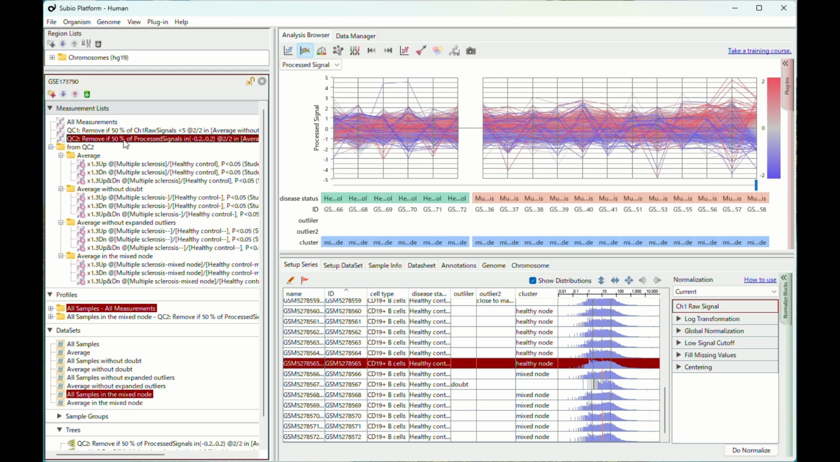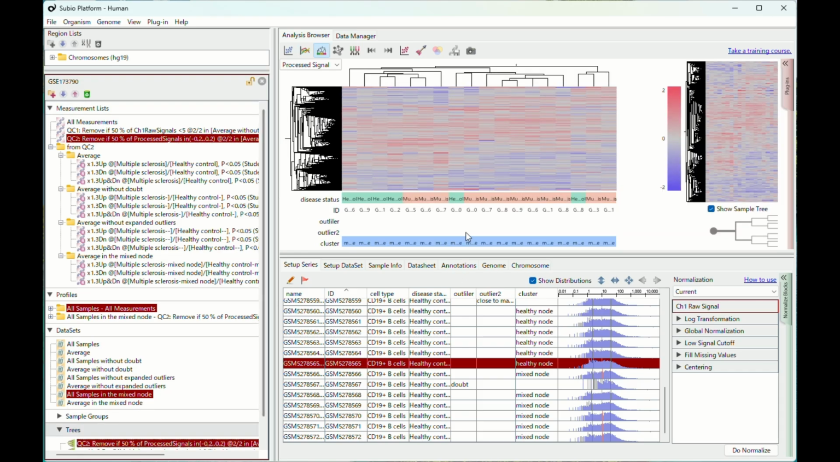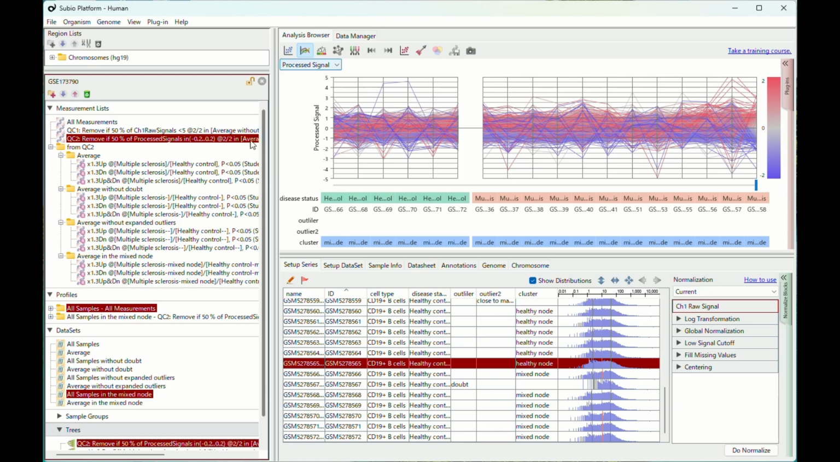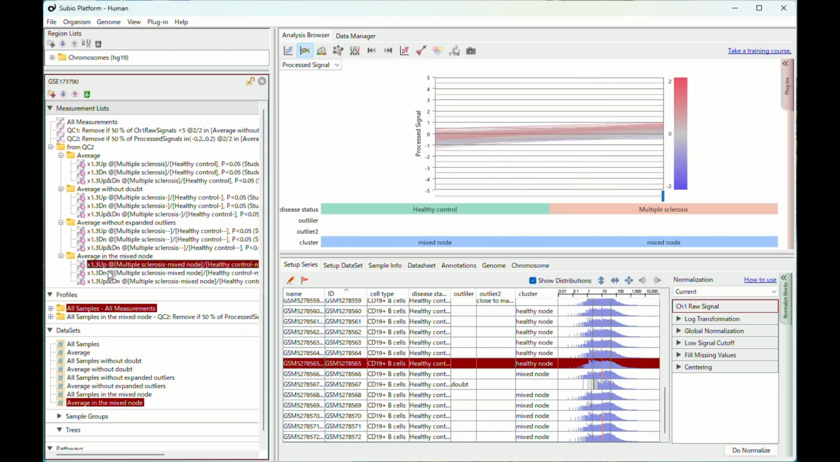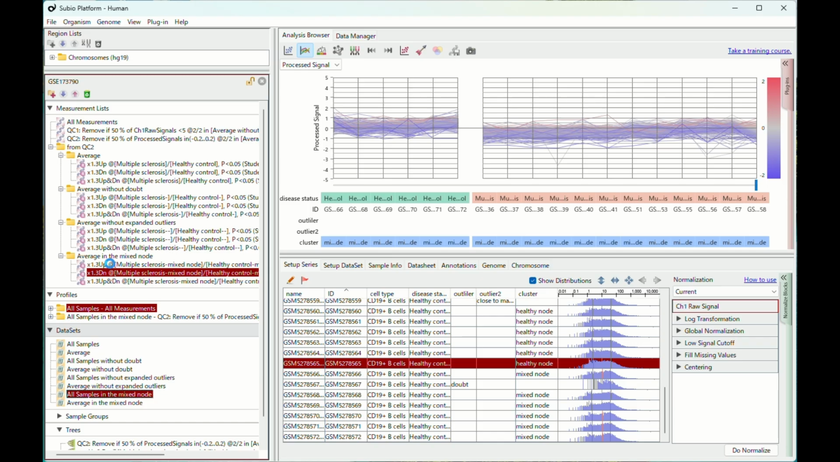If you suspect a batch effect, you can remove the tightly clustered healthy control samples. Without them, there still seems to be a weak difference between the control and diseased groups. You can identify the genes that are subtly differently expressed. You don't see any batch effect this time.